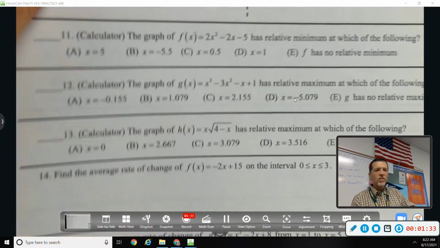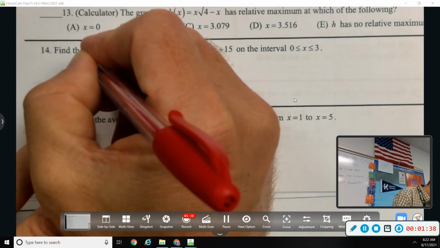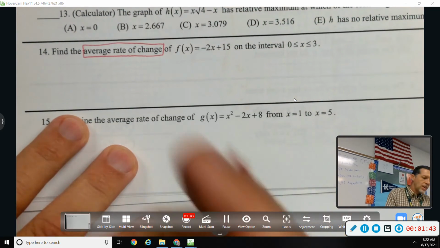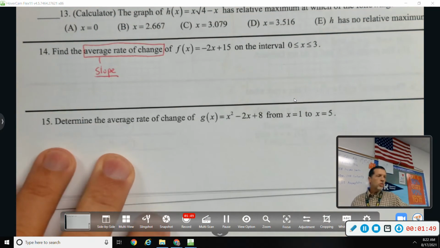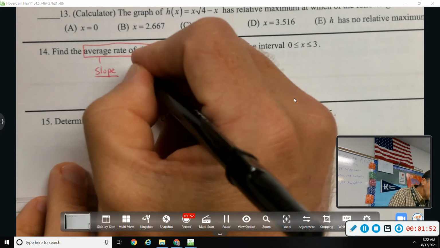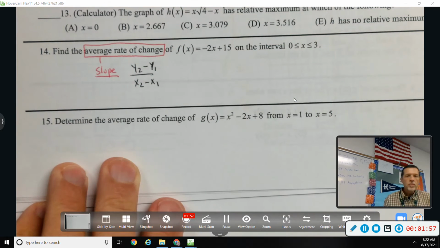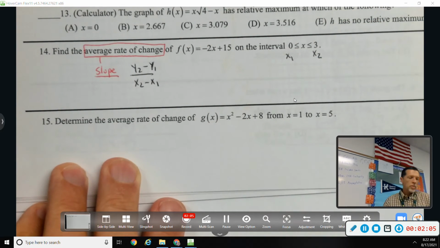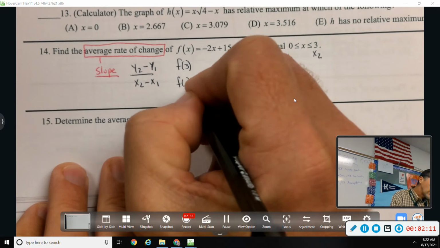Average rate of change. Okay, so again, average rate of change, that's more of a vocab word than a new process. It's a new phrase, not a new technique, because the phrase means slope. Yeah, we know how to do slope, hopefully. y2 minus y1 over x2 minus x1. From 0 to 3, so there's my x1 and x2, 0 to 3, which means I need to find f of 3 and f of 0.